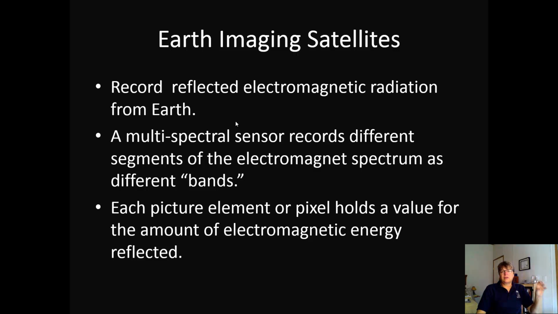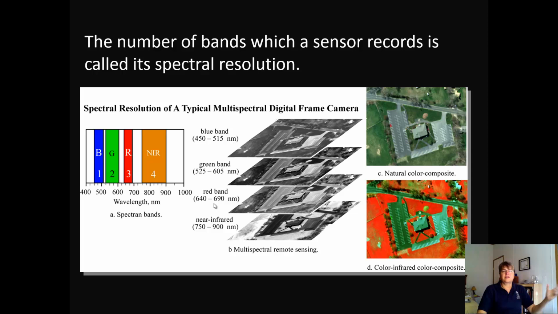A lot of times we don't grab the blue because the blue is so easily scattered that the blue imagery gets a lot of haze and a lot of noise to it. But each picture element or pixel holds a value for the amount of electromagnetic energy reflected. So when we say pixel, that is actually short for these two words here, picture element. That's where we got the word pixel, if you were ever wondering.